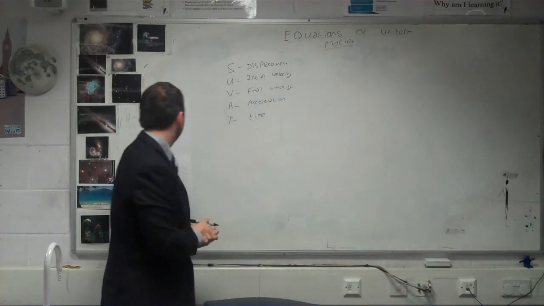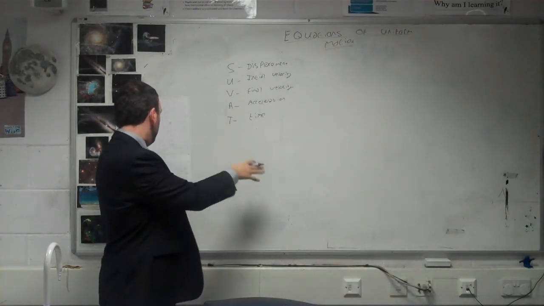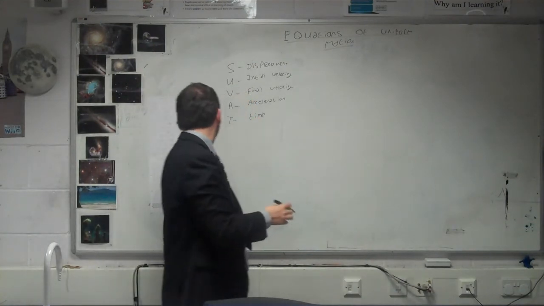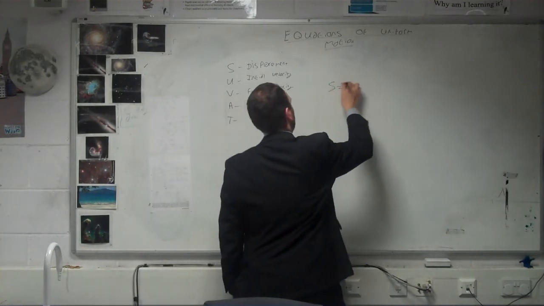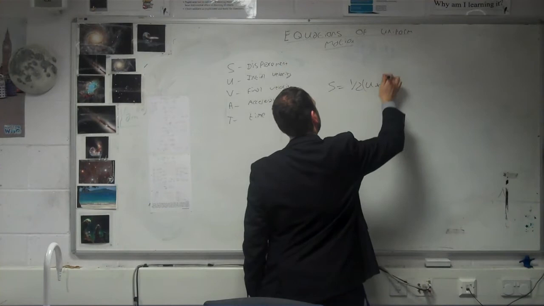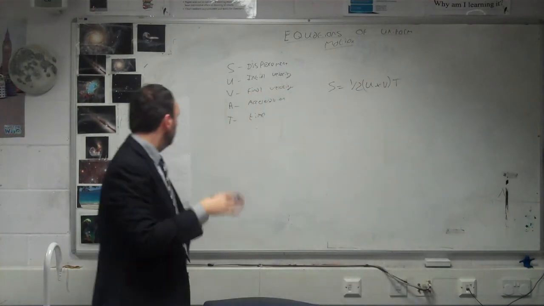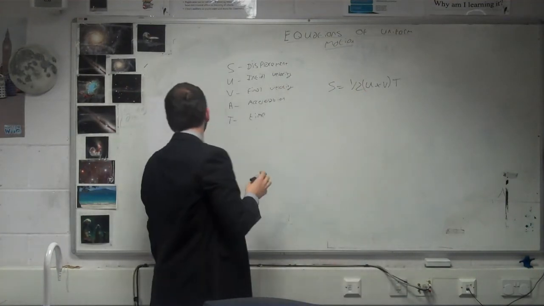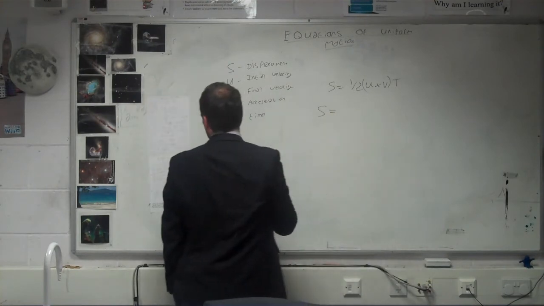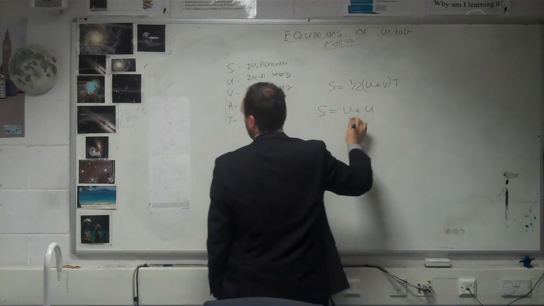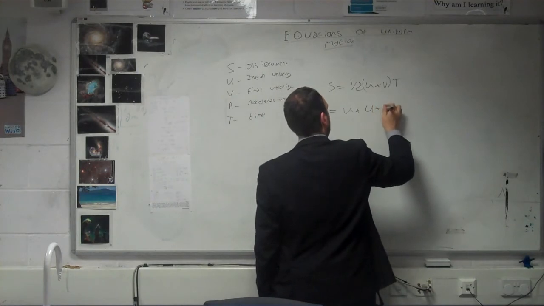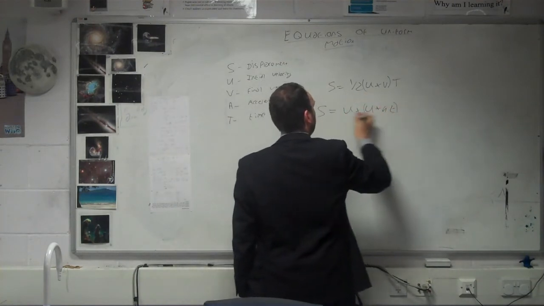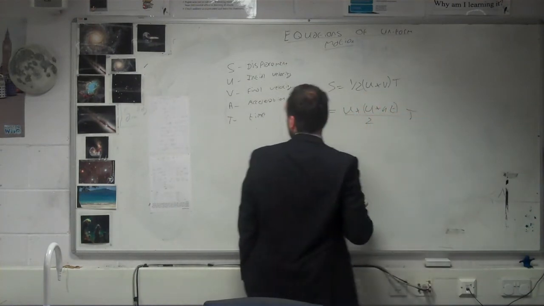So, our third equation, we start where we left off, but we substitute U plus AT into the place of V. So we had S equals a half U plus V all multiplied by T, and we substitute in U plus AT in place of V. So to begin with, that gives us S equals U plus U plus AT all over 2 times by T.